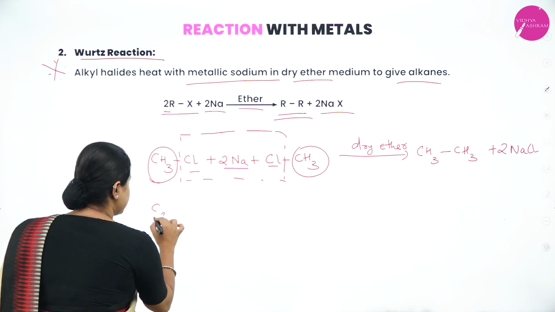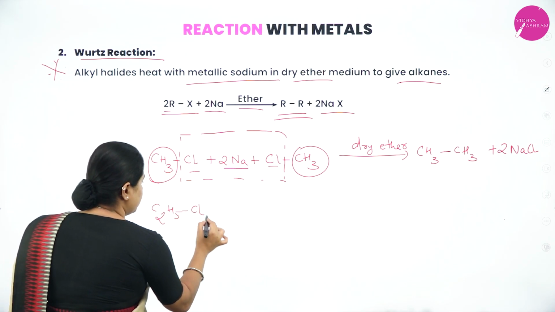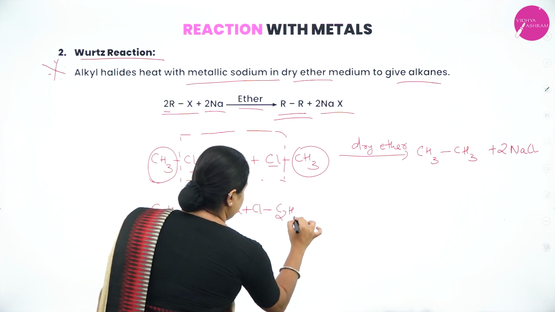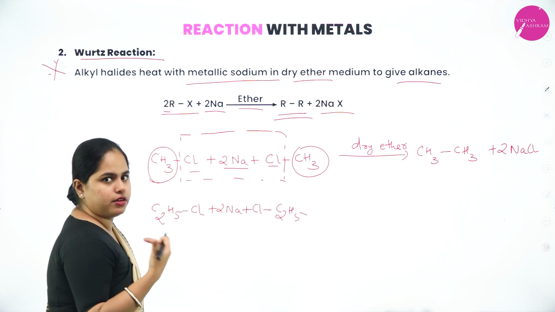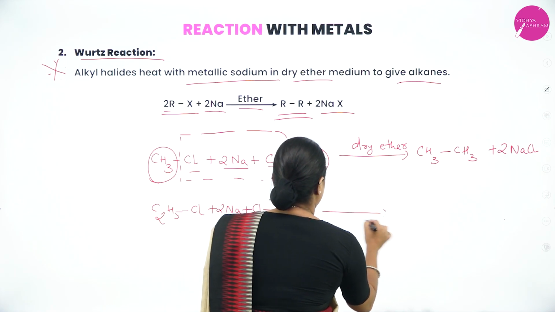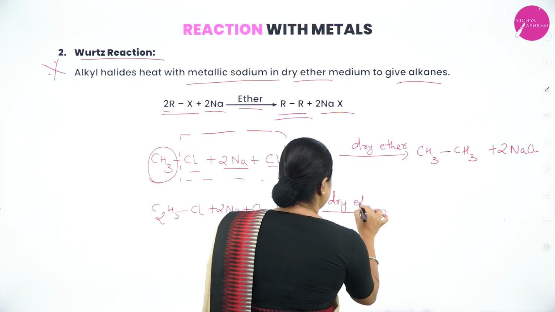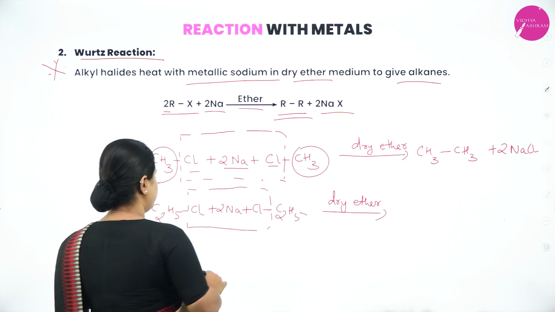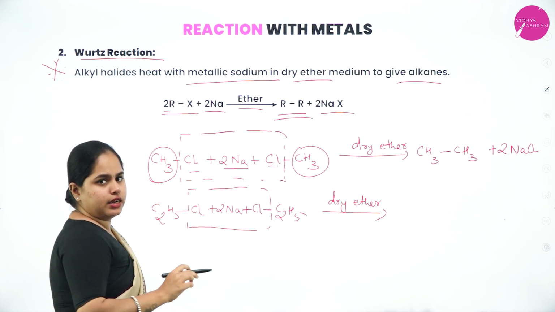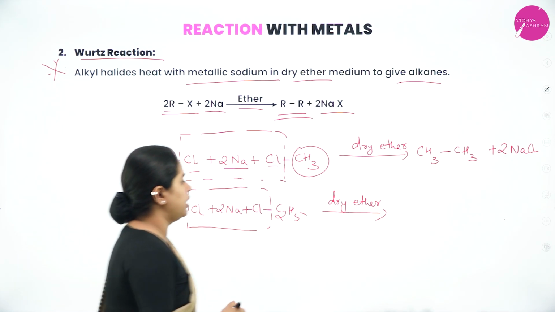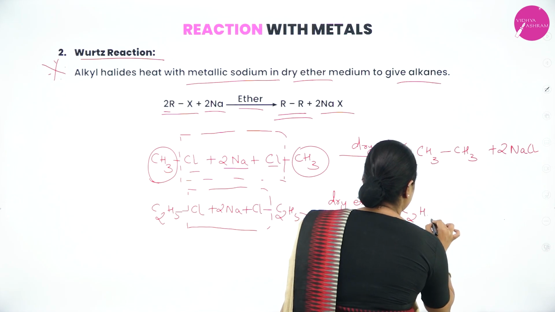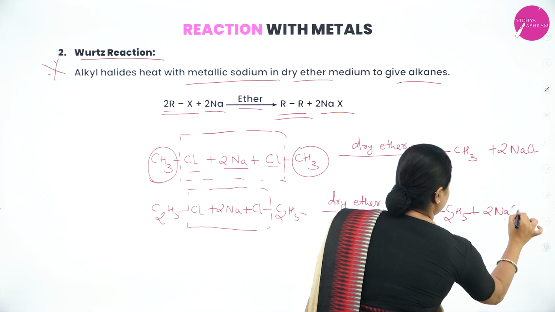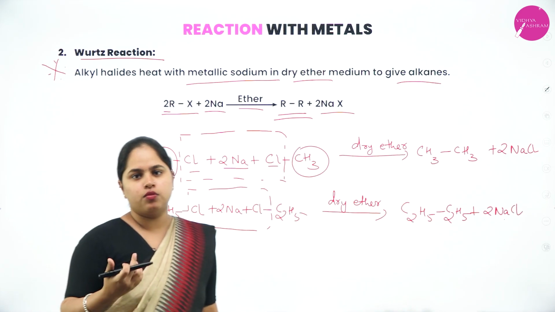Now, another example, let us take C2H5Cl, 2 moles of sodium, and Cl, C2H5. If we write in this format, it will be easy to understand. In presence of dry ether, what happens? This much part will be removed. So you get C2H5 with C2H5, that is C4H10. It is butane. What is removed from there? 2 moles of sodium chloride. I hope it is clear. So that is Wurtz reaction.